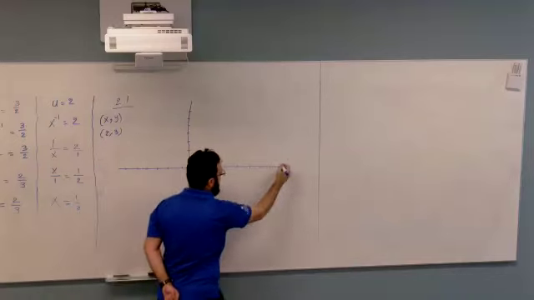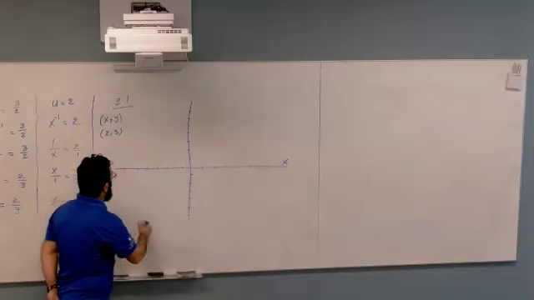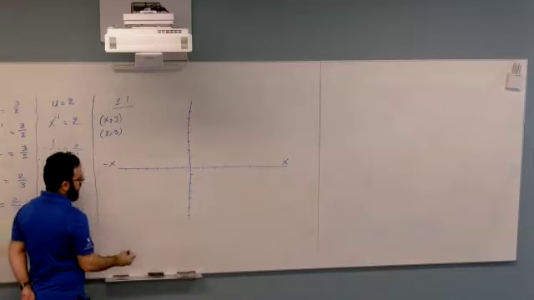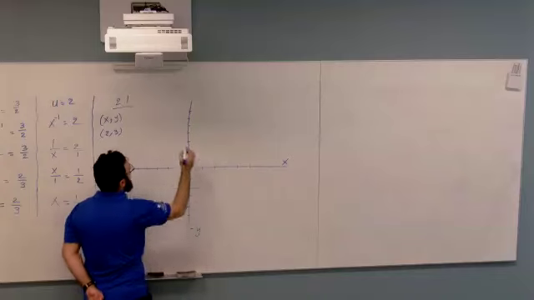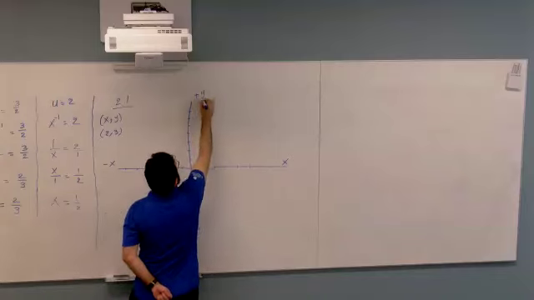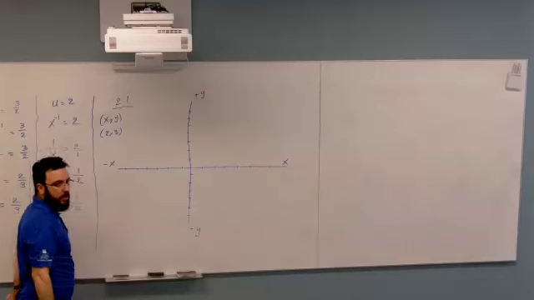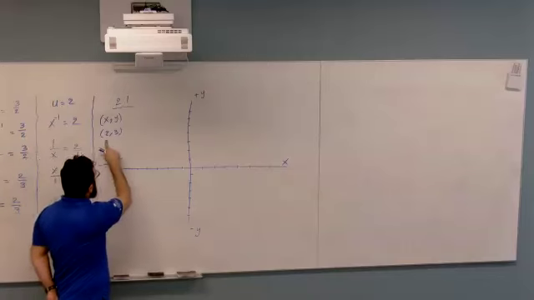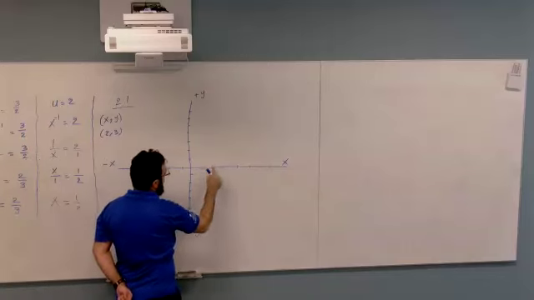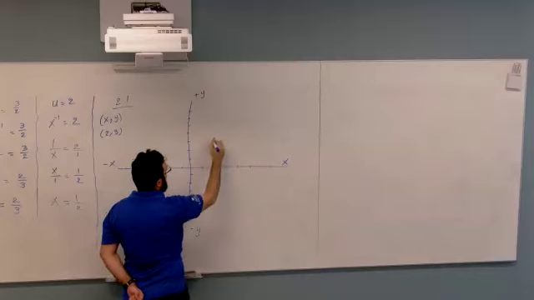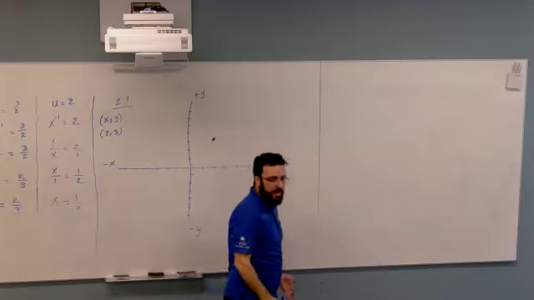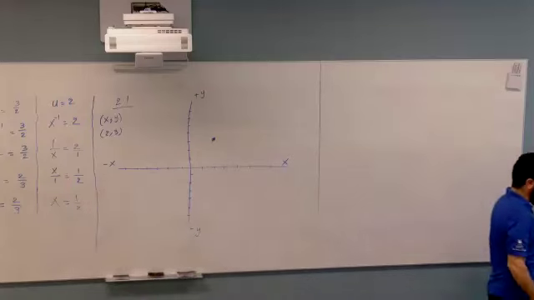So here is the positive x, this is the negative x, negative y, and positive y. Okay? So 2, 3. That's the location for the point. Is that hard? Next point.